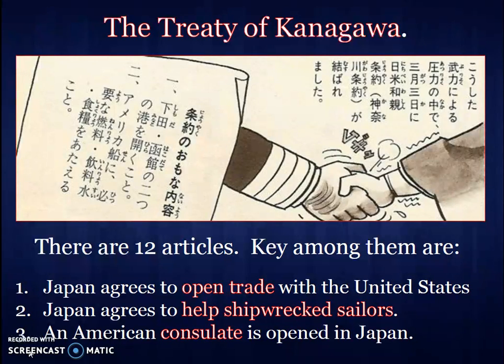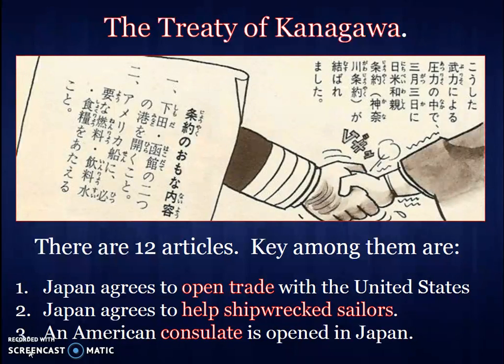Now, interestingly, an unintended consequence of the Treaty of Kanagawa and Japan opening up trade with the United States is that they begin to industrialize. They were so far behind for the last couple of 100 years because they hadn't been getting new ideas and new technology from the rest of the world, that now that the United States has forced them to do that, they're going to catch up pretty quickly.